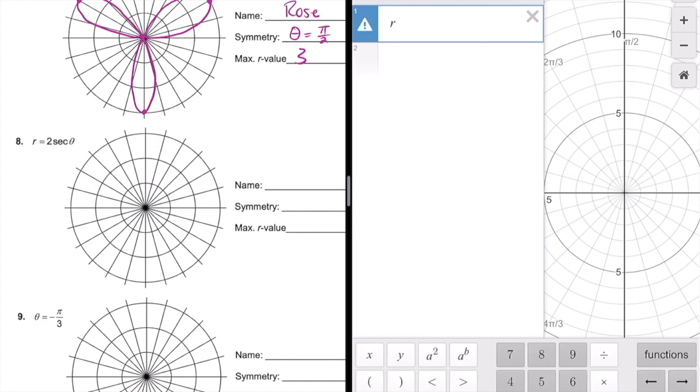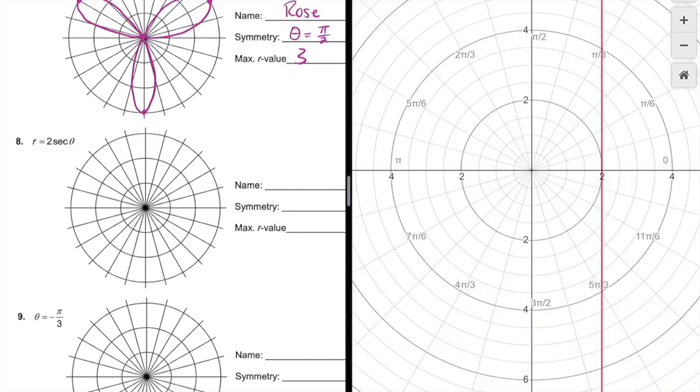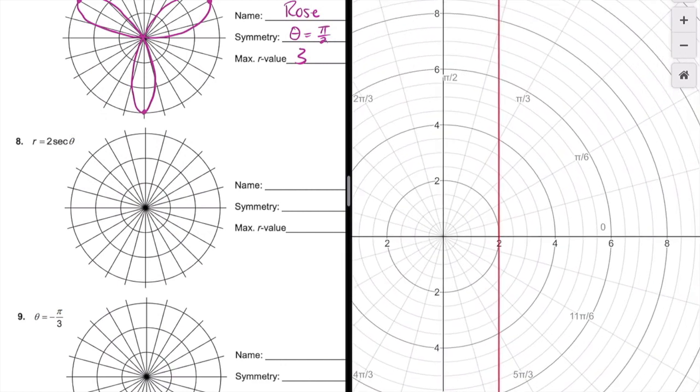R equals 2 secant of theta. And look at that. Huh, interesting. A perfect vertical line that passes through what we would call x equals 2, it hits the second circle and it goes from there. So that's actually super interesting.